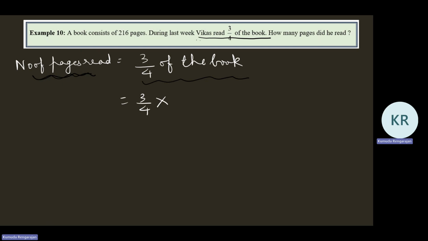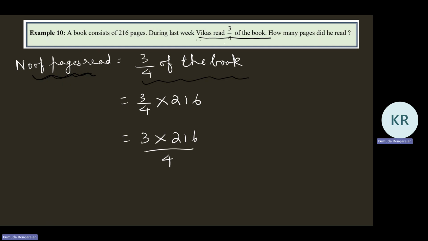Now, of the book means what should you write for that? Number of pages in the book. You must write the number of pages in the book. How many pages are there? 216. So this is 3 into 216 divided by 4, correct? Now you'll have to simplify and get the answer.